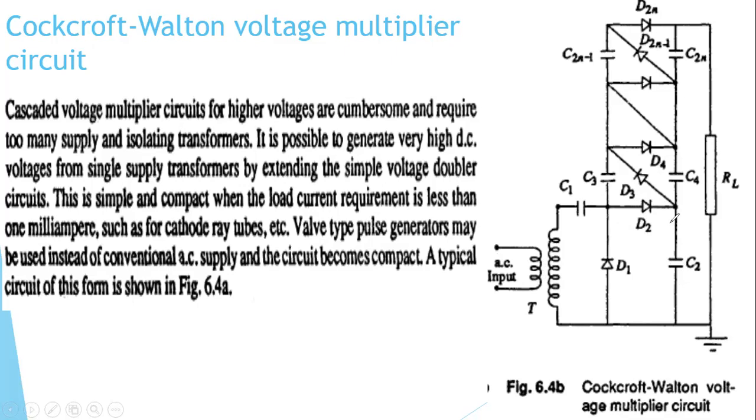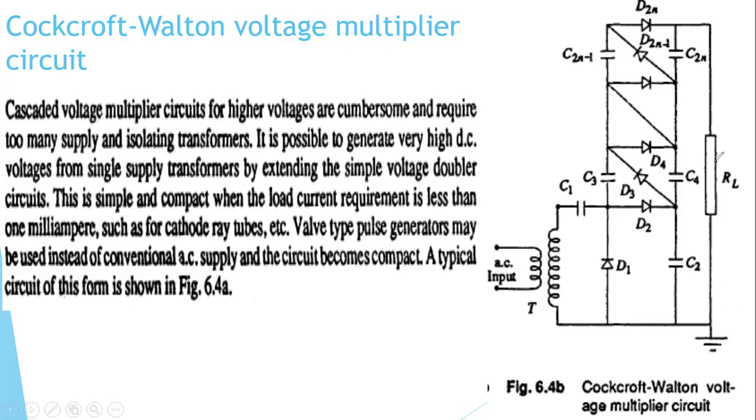We get the value 2V, and this is the second stage, and this is the third stage. Let's say n number of stages. And this is the load RL, and we can collect the voltage across the load. Here we gather the output.